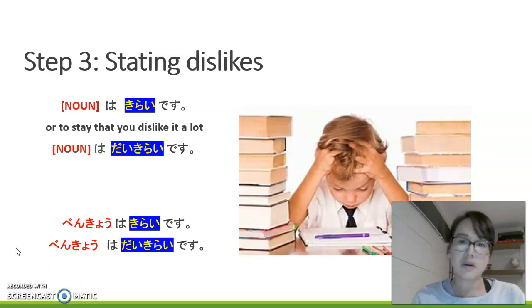If there are dislikes, all you have to use is the word kirai or daikirai. So you might say, and I'm guessing this might be true for a lot of people, benkyou wa kirai desu. Or you might say benkyou wa daikirai desu. I dislike studying, or I dislike studying a lot.